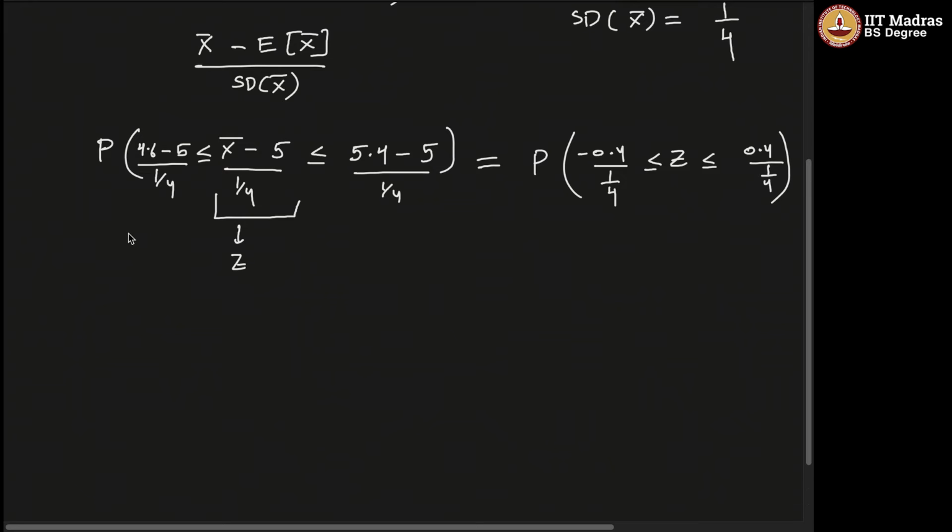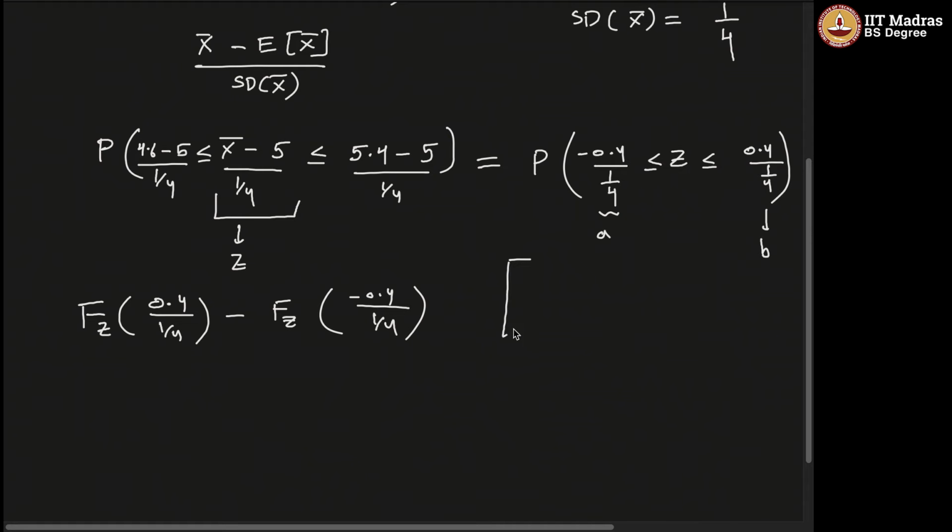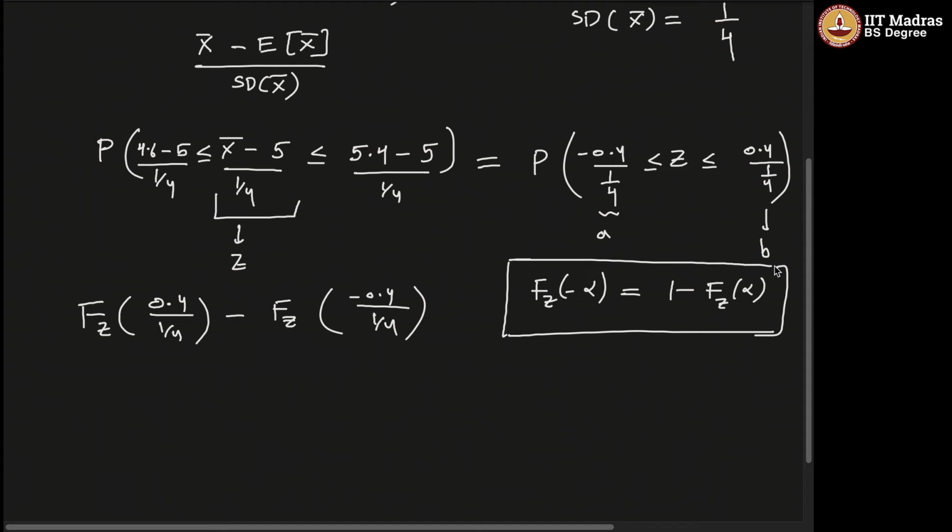so we can write it in terms of CDF of z, which is fz of b minus fz of a, where this is my b and this is my a. So we can write as fz of 0.4 divided by 1 by 4 minus fz of minus 0.4 divided by 1 by 4. And we also know this property that fz of minus alpha can be written as 1 minus fz of alpha.